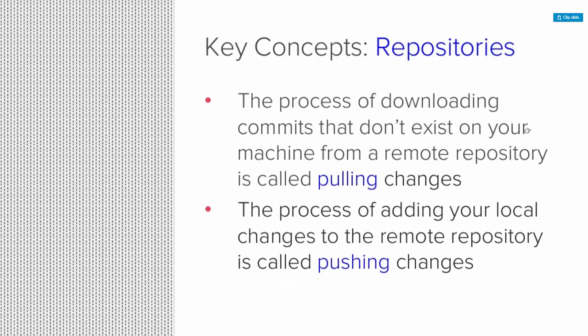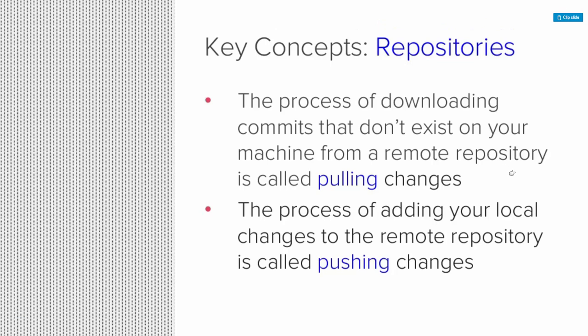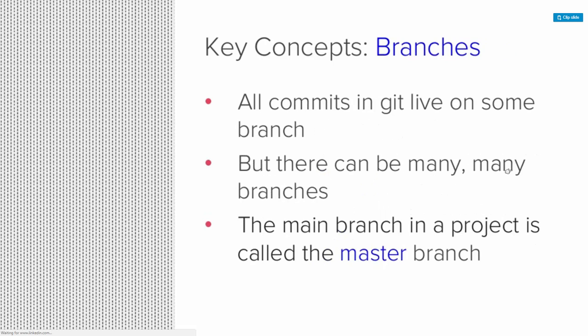The process of downloading commits that don't exist locally, the act of grabbing something from a remote repository, so in other words, you typically taking something from GitHub, copying from a server to your client or to your local machine, is called a pull. Going in the other direction, the act of you taking your changes and copying them to a server, also known as a remote repository, is called a push. So a pull, you're getting stuff from a server. A push, you're sending stuff to a server.